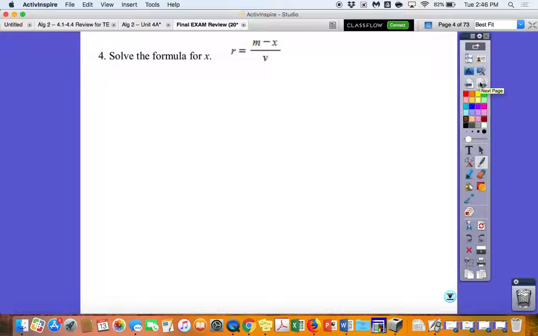So basically you're just trying to get x by itself. Keep in mind, you can turn this thing into a fraction. It's so much easier if you have a fraction equals a fraction because then it's a proportion. All you have to do is cross multiply. So the top over here times the bottom over there. So r, v, and then again, cross multiply. So you've got m minus x times the 1. Well, that didn't do anything.